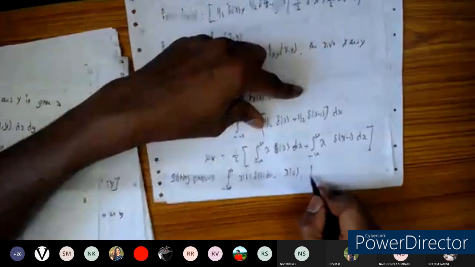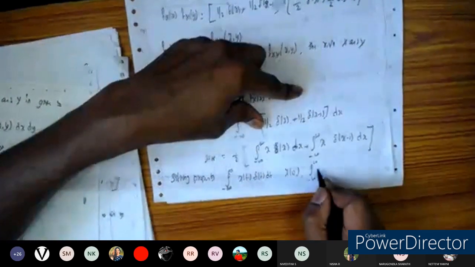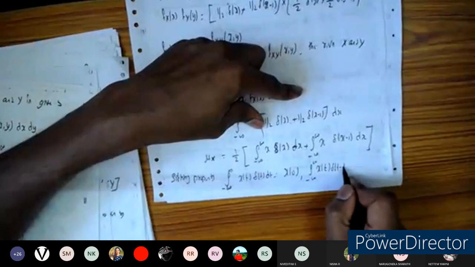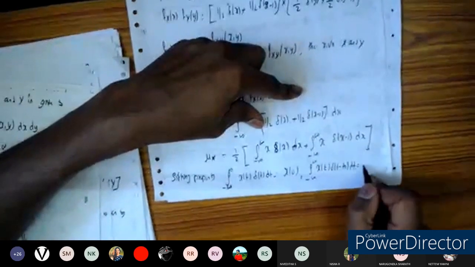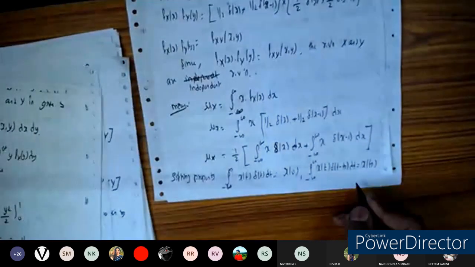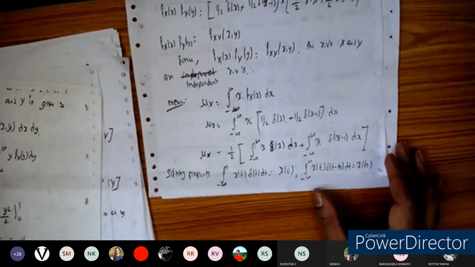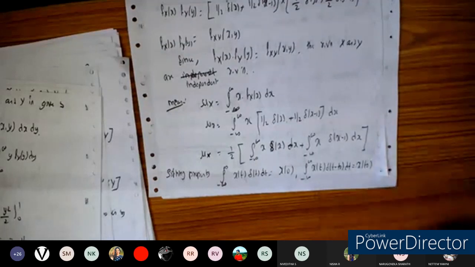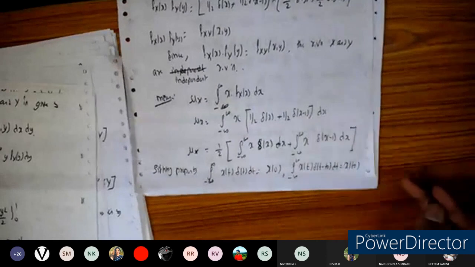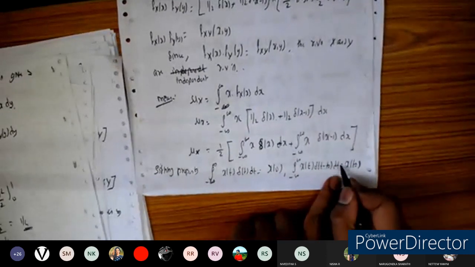Another version of the shifting property: the integral from minus infinity to plus infinity of x of t into delta of t minus t naught into dt will become equal to x of t naught. This is called the shifting property. It's visible, right? So x of t naught is what you get here.